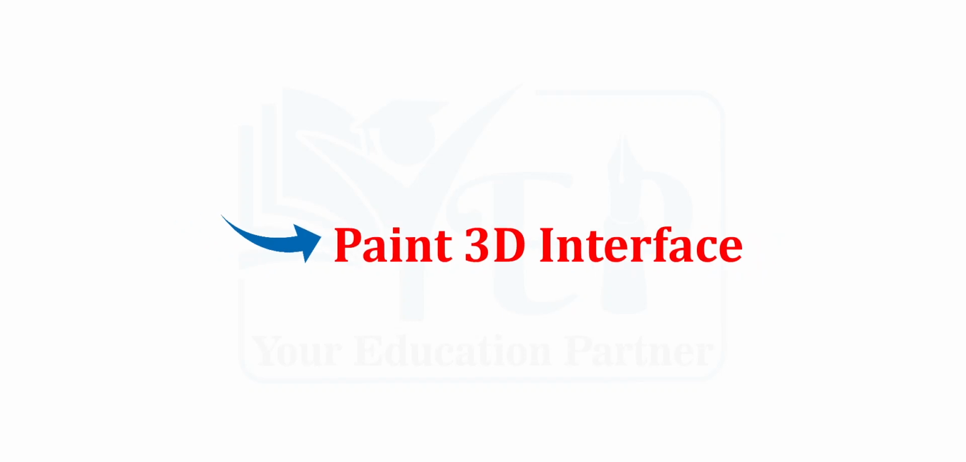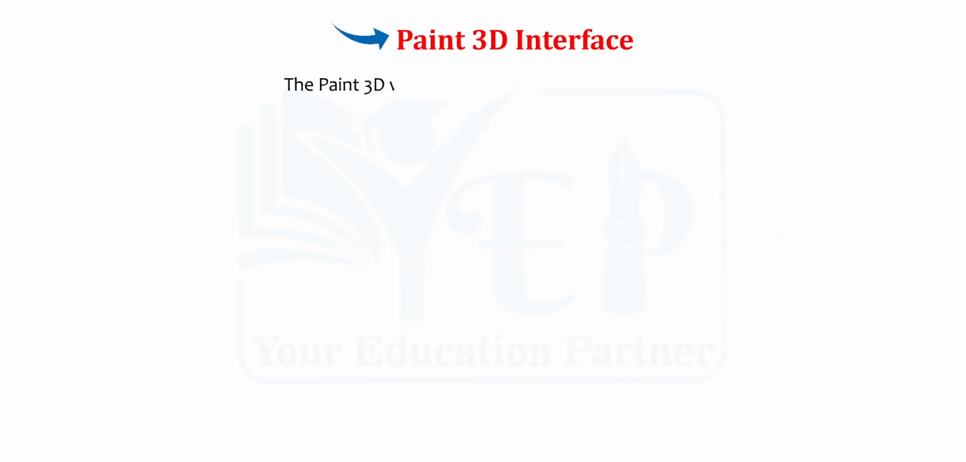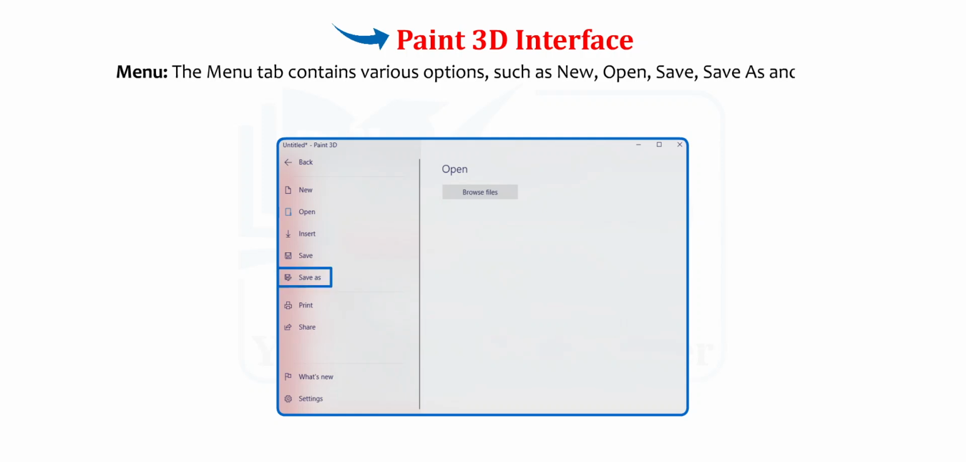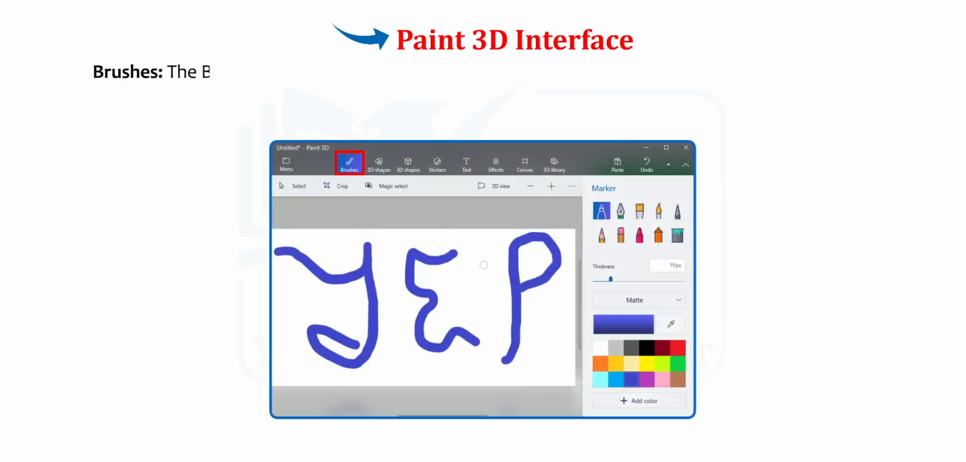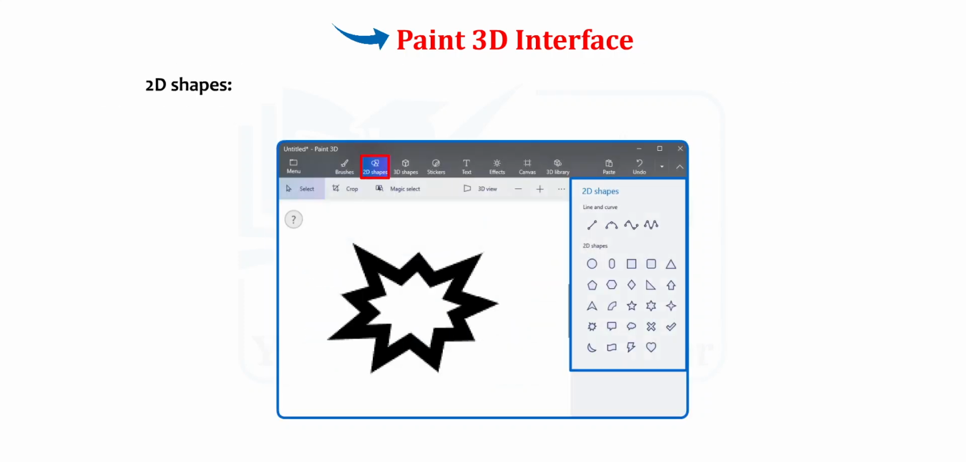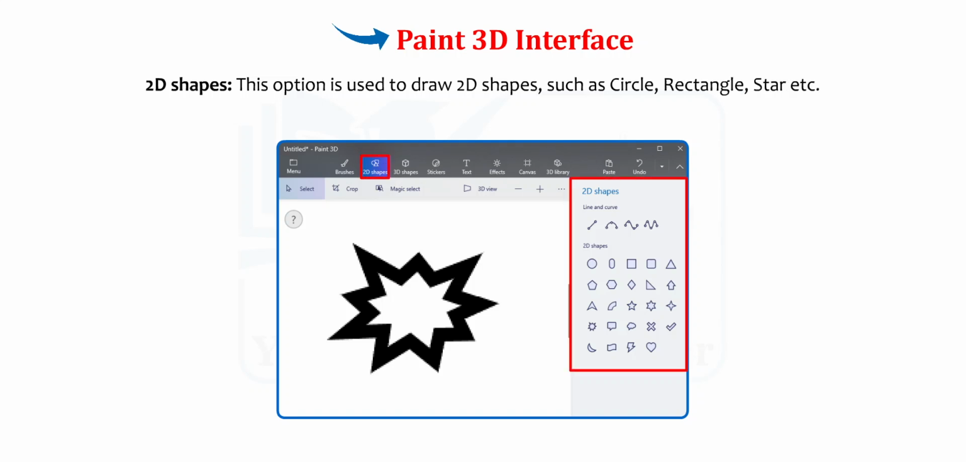Paint 3D interface. The Paint 3D window has the following elements. Menu. The menu tab contains various options such as New, Open, Save, Save As and Print to perform multiple functions. Brushes. The Brushes tab contains various types of brushes that can be used to paint on both 2D and 3D surfaces. 2D shapes. This option is used to draw 2D shapes such as circle, rectangle, star, etc.